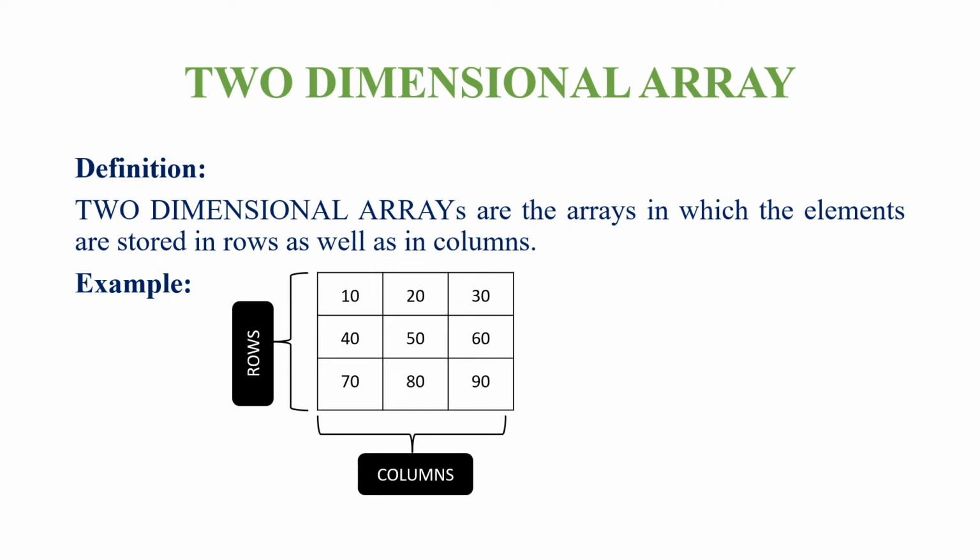Now let us see about the second type of array, which is nothing but a two-dimensional array. What is a two-dimensional array? A two-dimensional array is an array in which the elements are stored in rows as well as in columns. Look at the diagram. The elements are stored in rows as well as in columns. That is, it looks like a matrix. Let us see the syntax for two-dimensional array in the next slide.